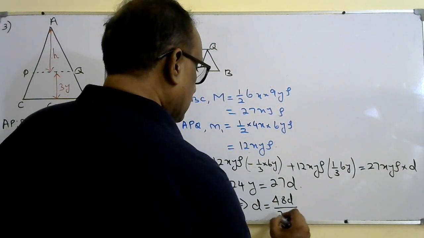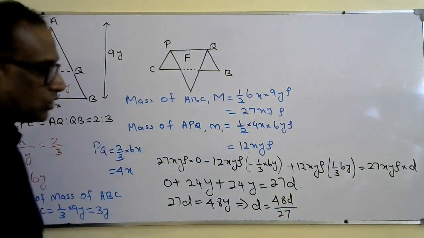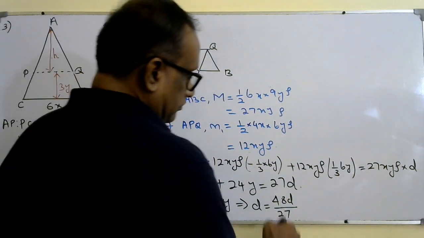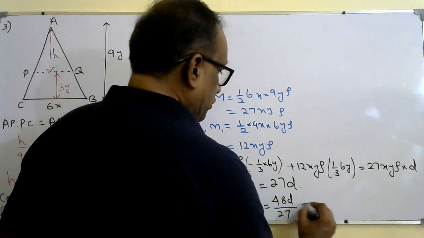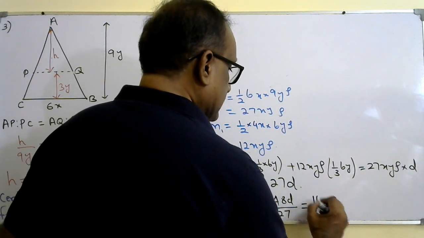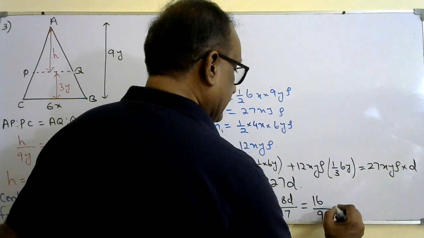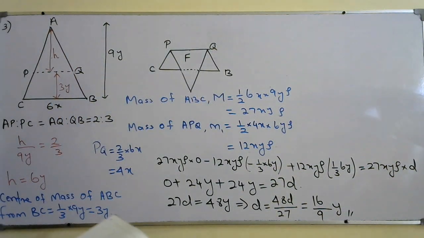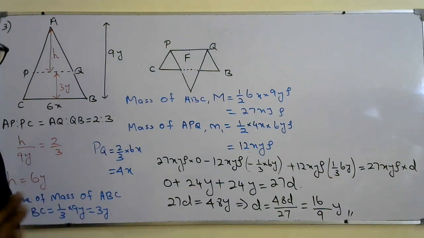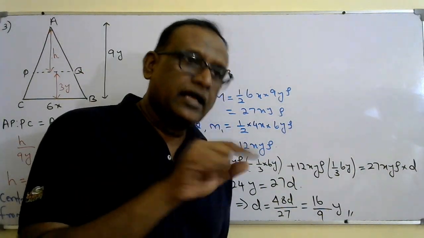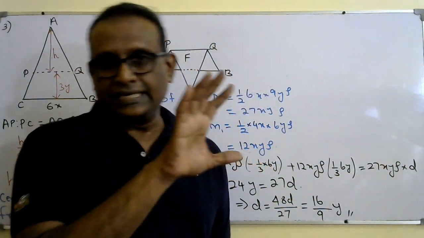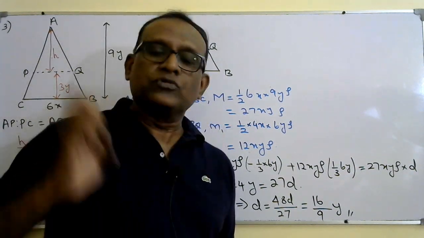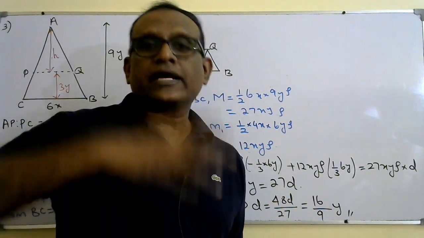So D will be 48y over 27. If you divide numerator and denominator by 3, it's going to be 16 over 9y. That's the answer, no? He has to show. Yeah, 16y over 9. You got it. So remember that adding a particle is newly added plus with the initial center of mass. If a particle is removed, minus something. And also we have to consider the direction.